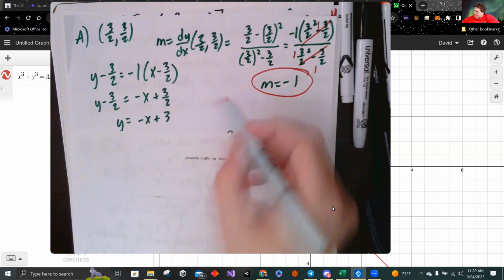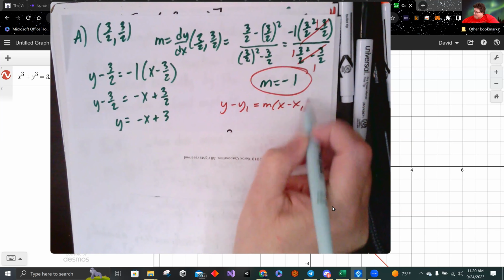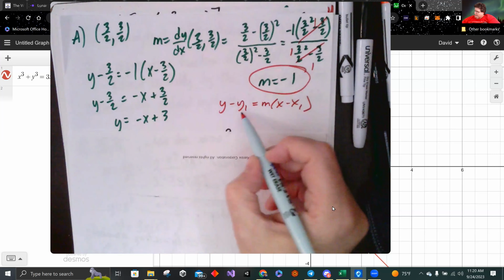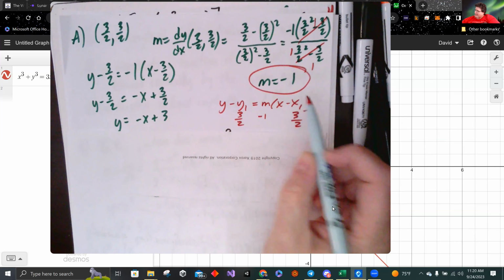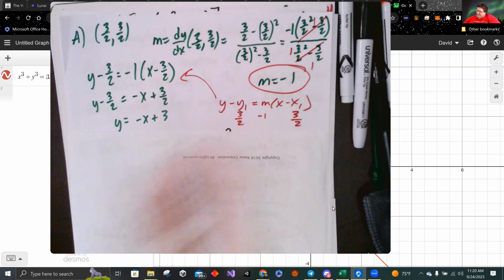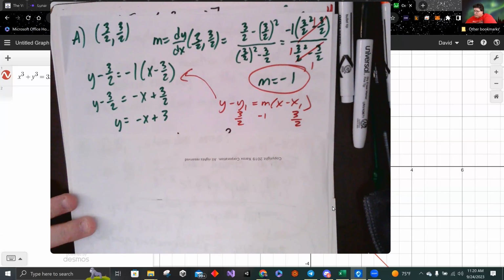So then we have y minus y1 equals m times x minus x1, where we're plugging in 3 halves for this, 3 halves for that, and -1 for that. That gets us there. And I solved for y, and I got that equation right there: y equals -x plus 3.